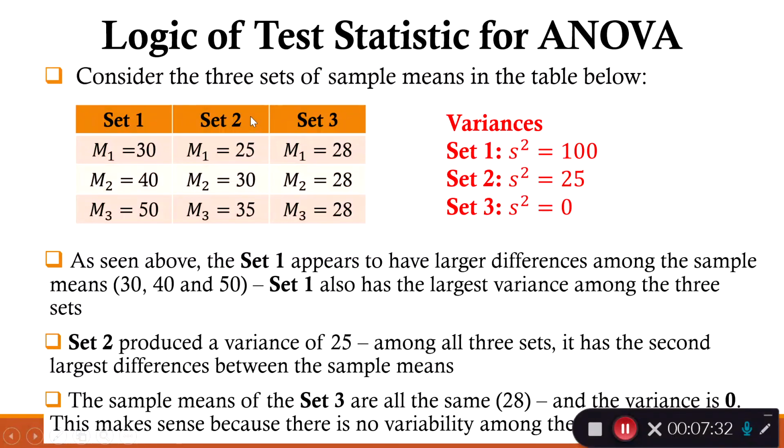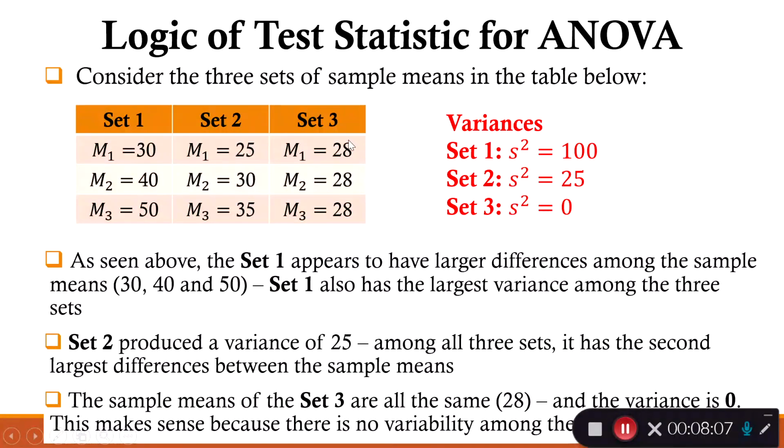So look at set 2. We also have three groups and the numbers are 25, 30, and 35. And if you look at set 3, we have three groups as well, but all three have equal means. Now let's compute the variance of each set. The variance between these three values for the first set is 100. The variance of the three values for the second set is 25. But of course, the third one has the same scores, so the variance is 0. There's no variability among them.